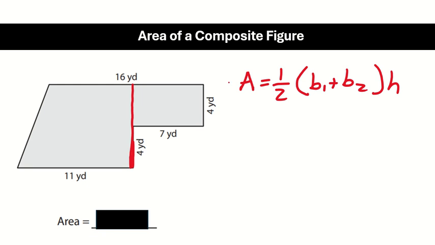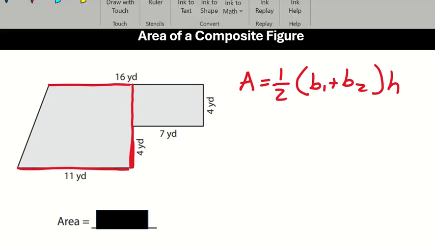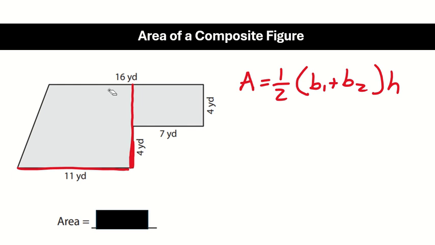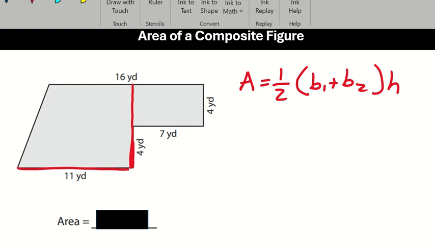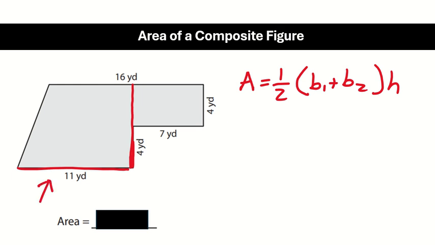Now, remember the bases are just the parallel lines, so you can go ahead and take your pick which one you want to be which. I'm going to say that base 1 is going to be this parallel line right here because, well, it's easy to see what it is. It's 11 yards. So let's plug in what we know. We have 1/2 times base 1 we said was 11 plus base 2.